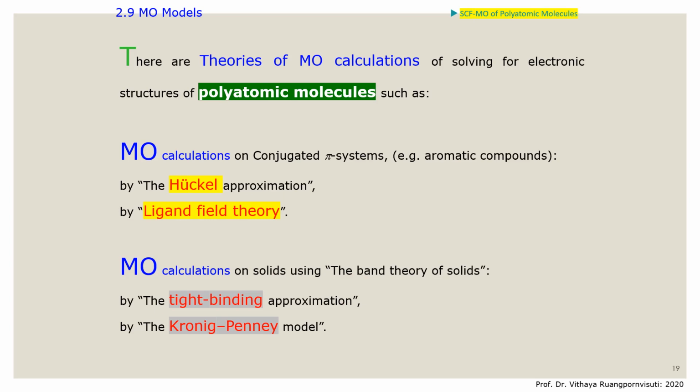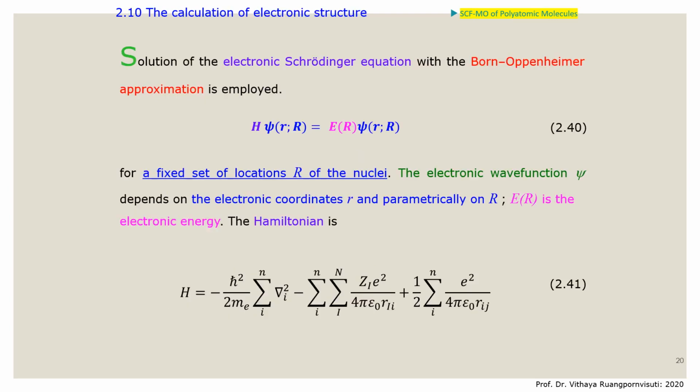For the MO calculations on solids, using the band theory of solids, such as the tight binding approximation or the Kronig-Penney models. The calculation of electronic structures.